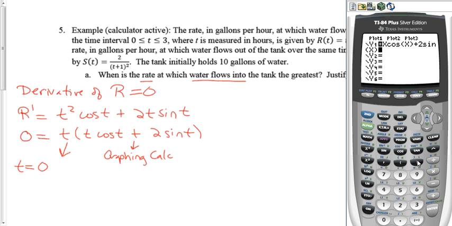So I have x cosine x plus 2 sine x, and I'm not sure what kind of window I need, but I know I can narrow this down. My time interval is between 0 and 3, so I'm going to put my t's between 0 and 3. All I care about really is I want to know where the derivative is 0, so I don't need a lot of y's. I'm just going to go from -1 to 1 because I only want to know where the derivative equals 0.